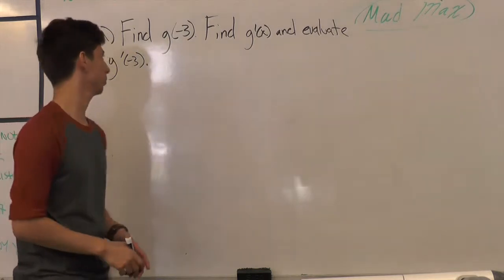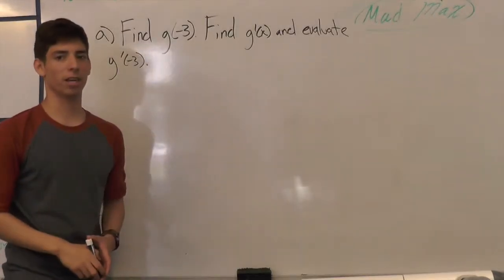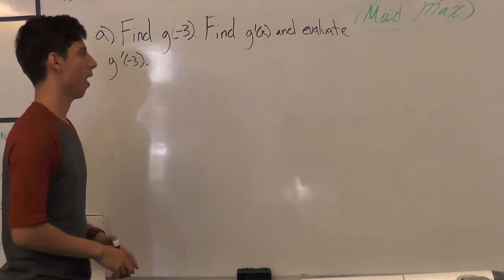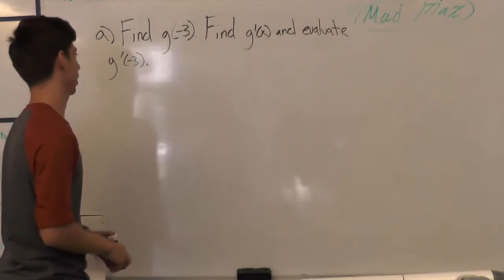Part A. Find g of -3. Find g prime of x and evaluate g prime of -3.